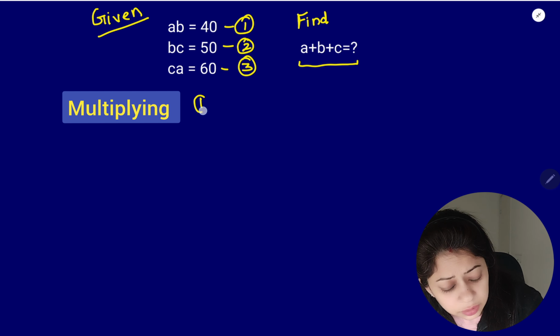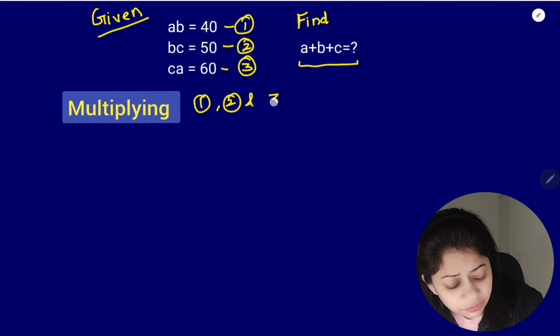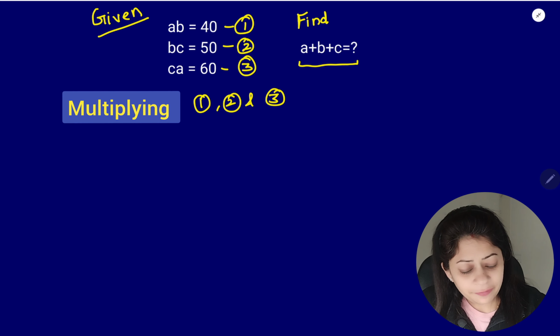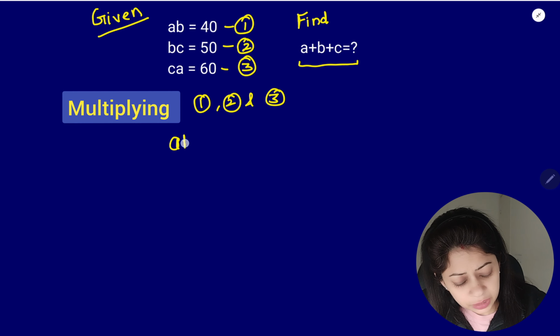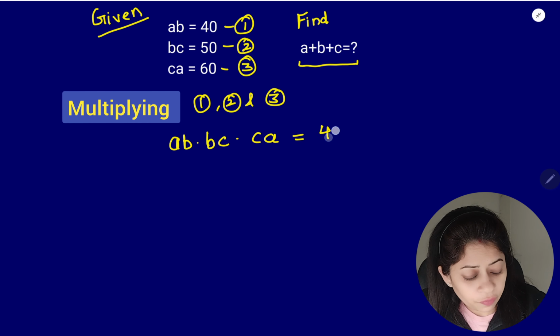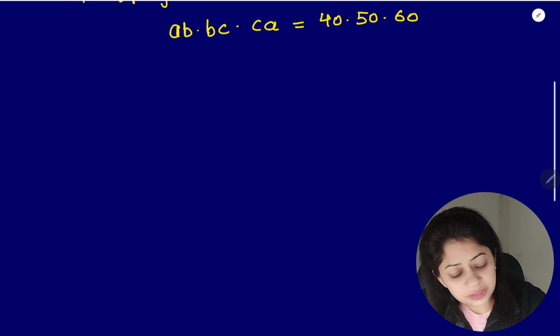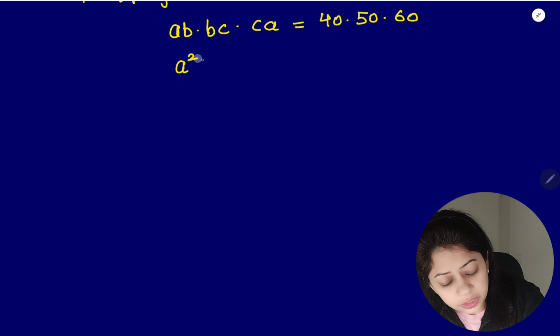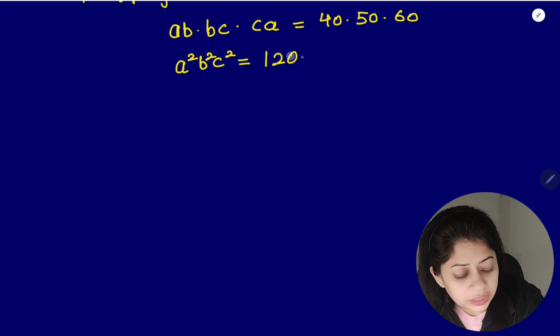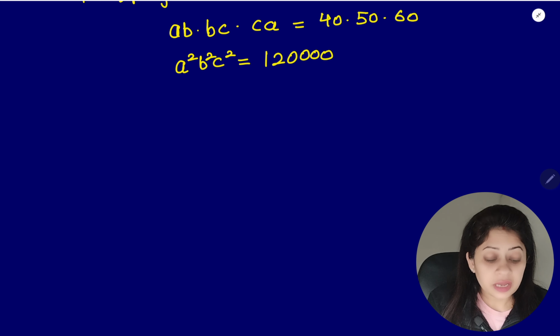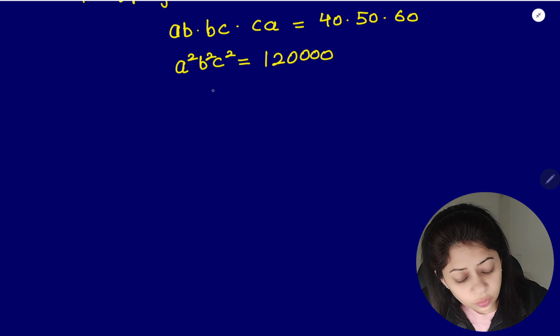So we multiply 1, 2 and 3. If we multiply, what will we get? The left hand side will become AB times BC times CA is equal to 40 times 50 times 60, right? And this would become A square B square C square is equal to 120,000, right?